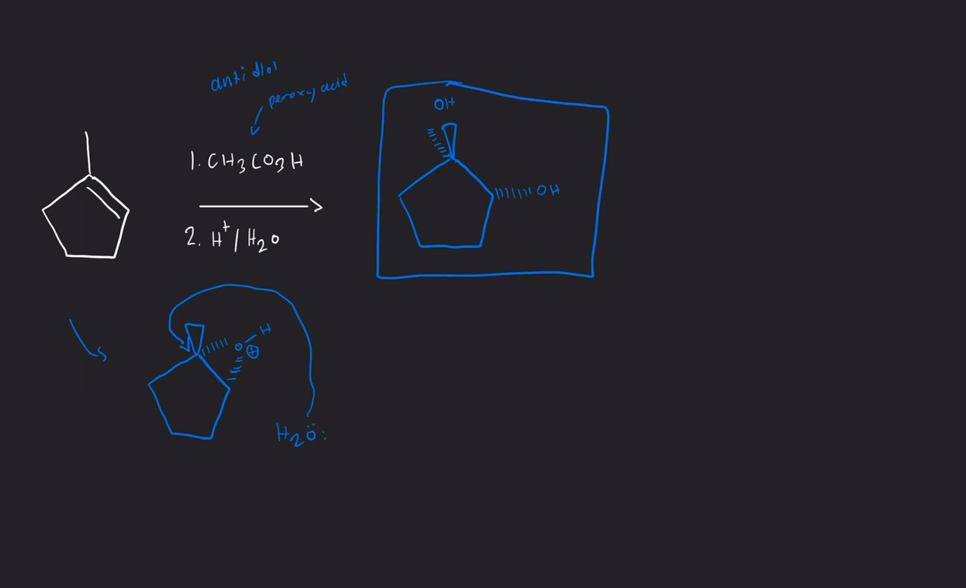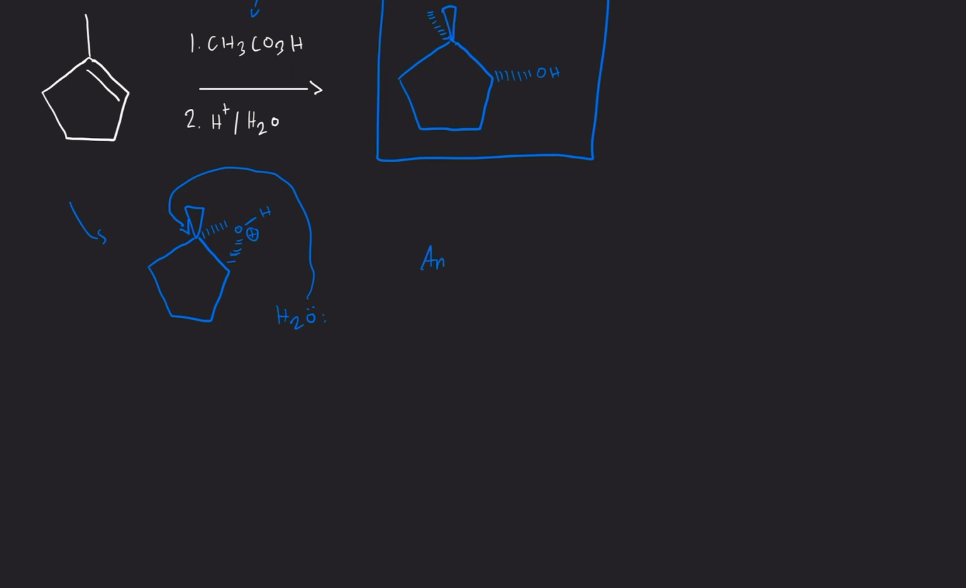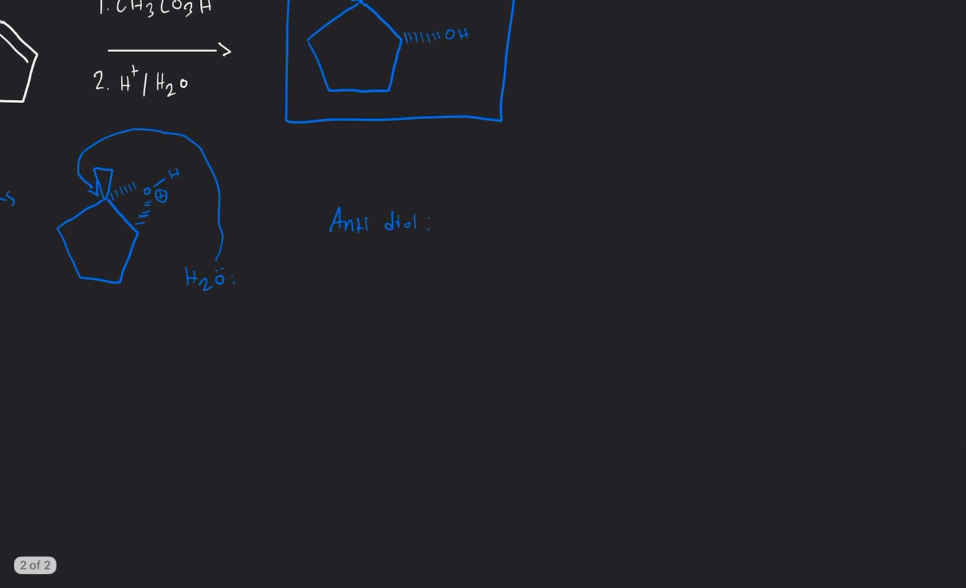Alright, so things to note for this type of reaction. If you want the anti-diol, right? So anti-diol means opposite, like it's 180 degrees. It could be wedge and dash, or dash and wedge, same thing. For this, we just use a peroxy acid, right? And we also use an acidic hydrogen atom in our second step, along with a weak nucleophile.